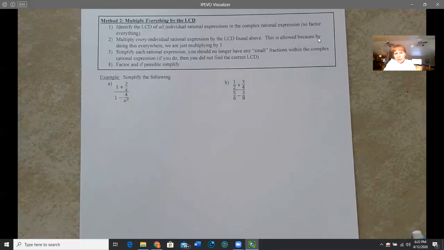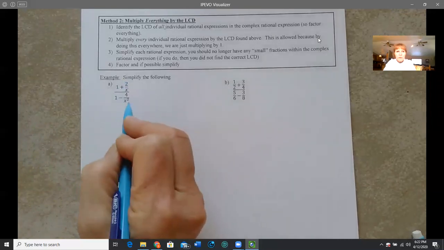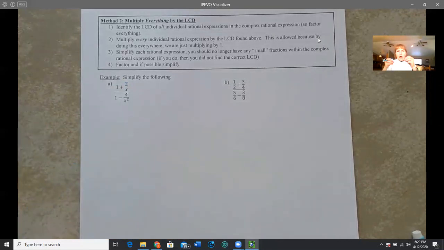In this method, if you look here at this fraction, I have fractions within a larger fraction. And what we're going to do is multiply by the number 1. That number 1 will be like an x over x, or an x squared over x squared, or an x plus 3 over x plus 3. So we're going to be multiplying this fraction by the number 1. All right, so sorry about that.